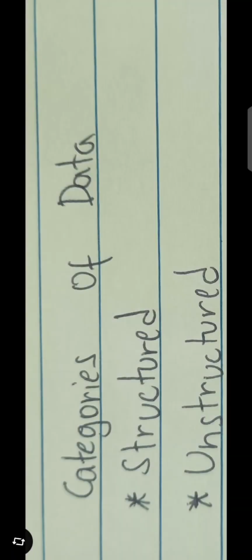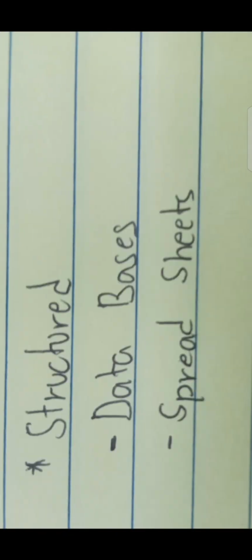Next is categories of data. There are two types of categories of data. The first one is structured and unstructured. These are the examples of structured: databases and spreadsheets. Structured means organized data. The next one is unstructured. Examples: forms, images, movies, and audio. Ito naman ay mga unorganized na data.